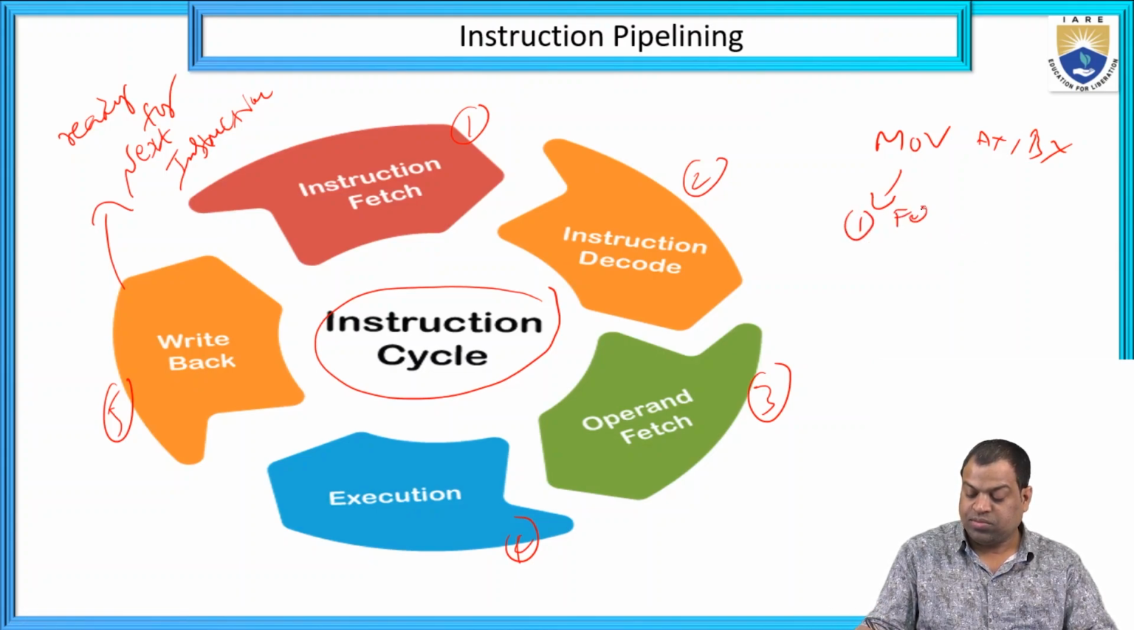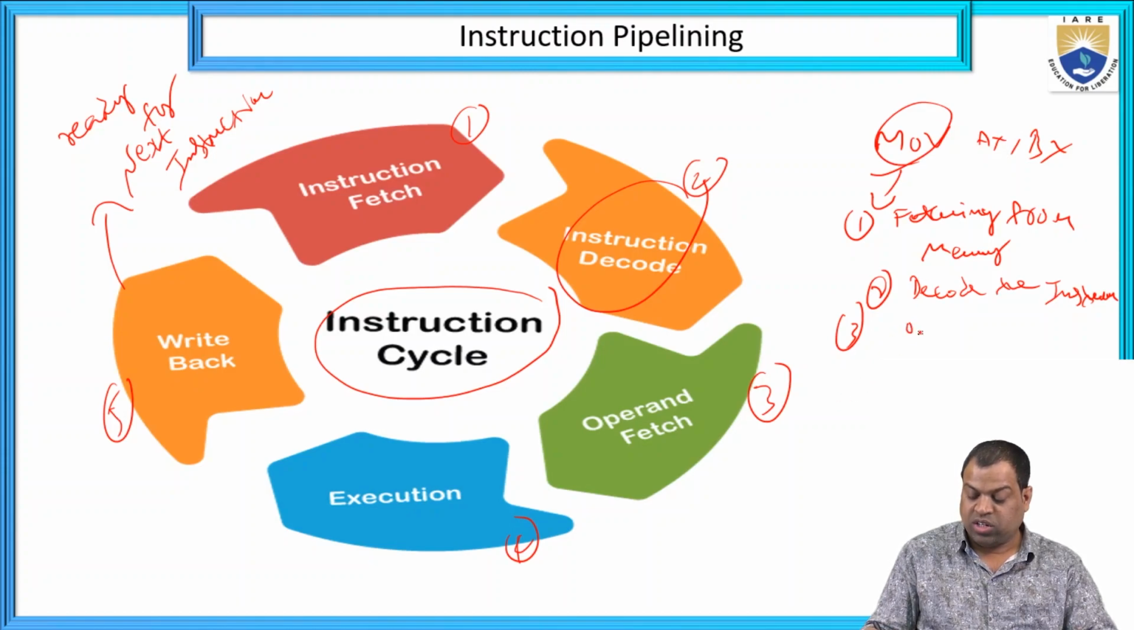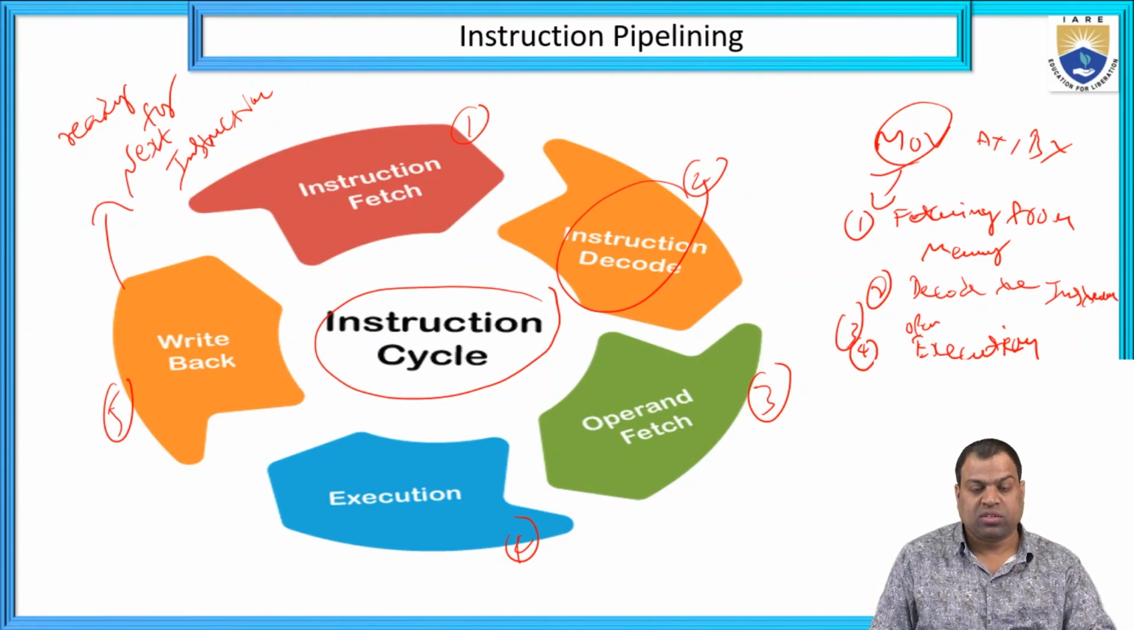First step, fetching from memory. Second step, after this one, it is going for the decoding. Okay, decode the instruction. Third one, operand fetch. Which operand is suitable for this one? Okay, next the operand is completed. Fourth one, execution, means getting the result in the execution process. Write back means the result will be shown in the display, or the next instruction is ready.